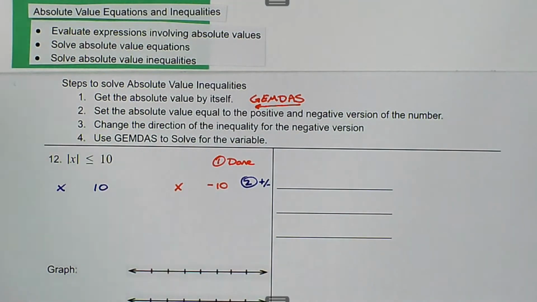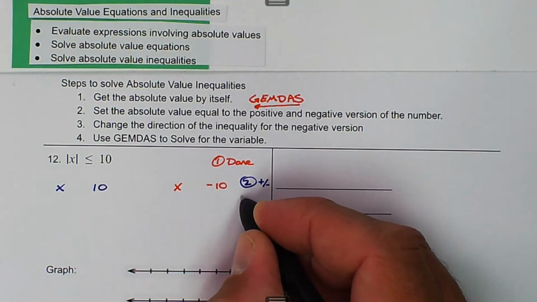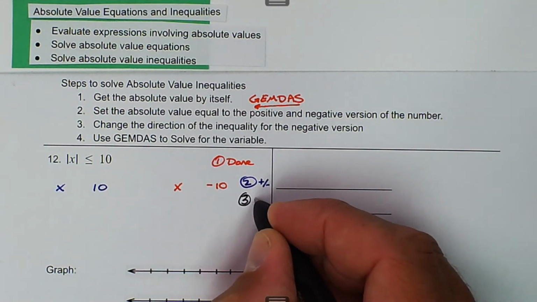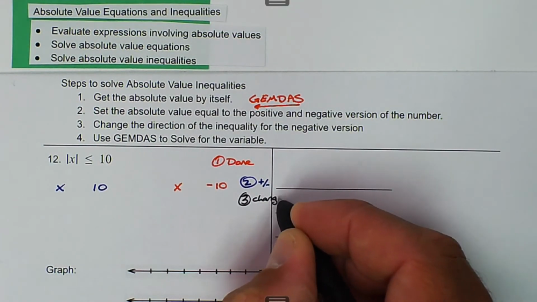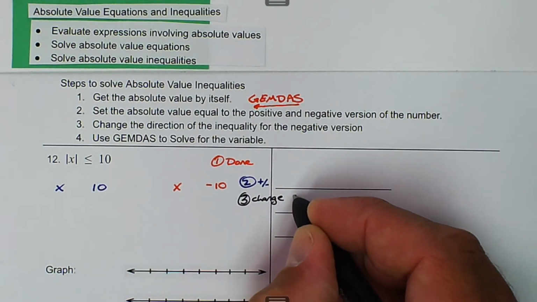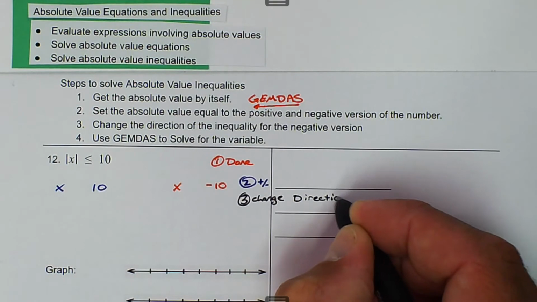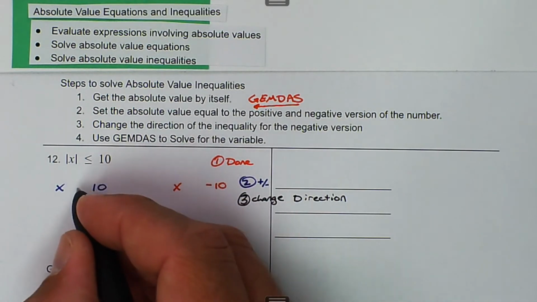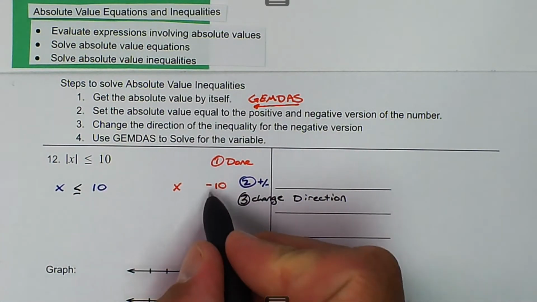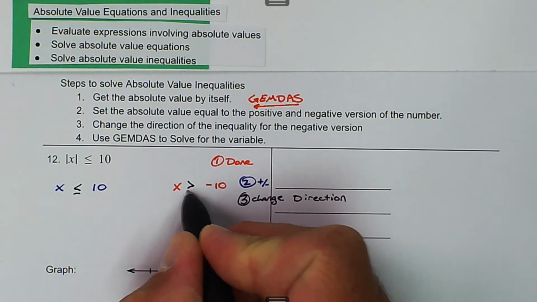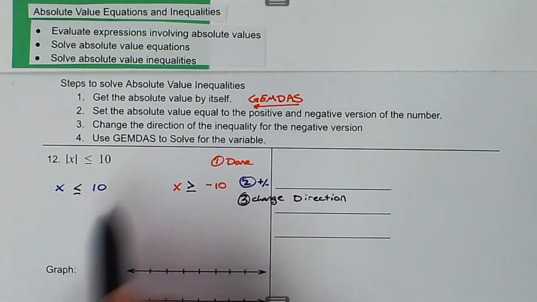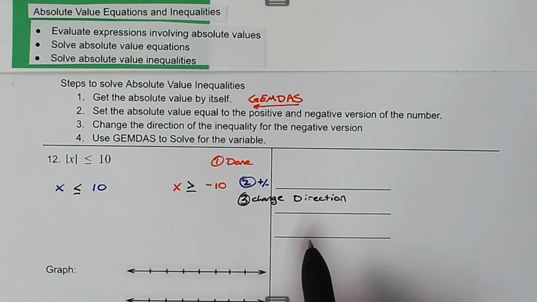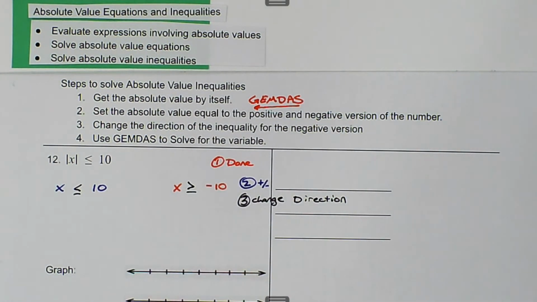And then step number 3, we have to change the direction. So we change the direction of the inequality sign. Whatever direction was facing before, we leave it. And when we add the negative, that one we have to change the direction, because really it's like multiplying by negative. And anytime we multiply by negative, we have to change the direction of the inequality. And then from there, we just keep it the same as we had before.